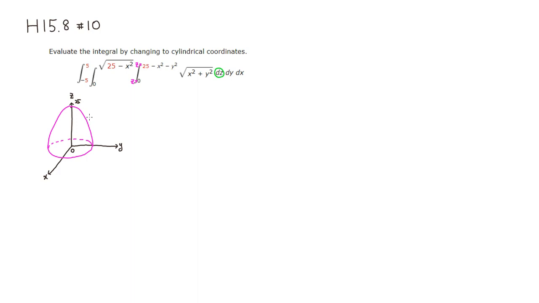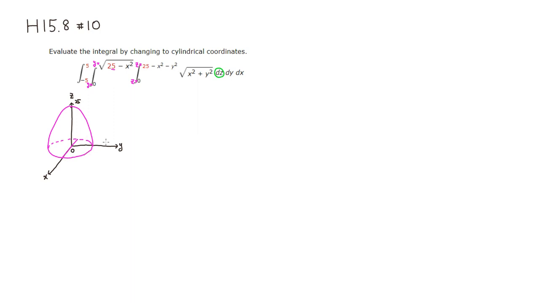Then y is going from 0 to y equals square root of 25 minus x squared. The square root of 25 minus x squared would be a semicircle, so we only take half of that. Y equals 0 is here, and this is the semicircle.